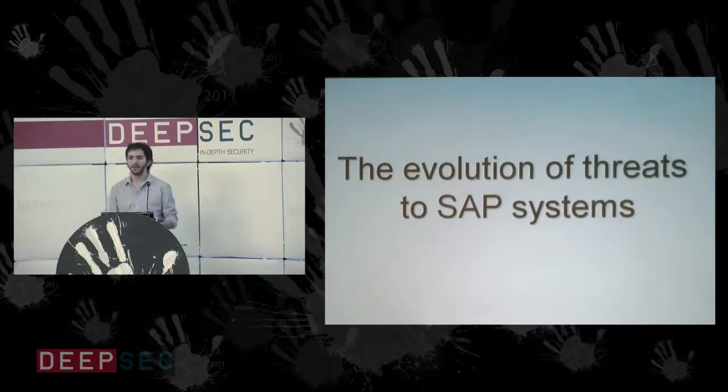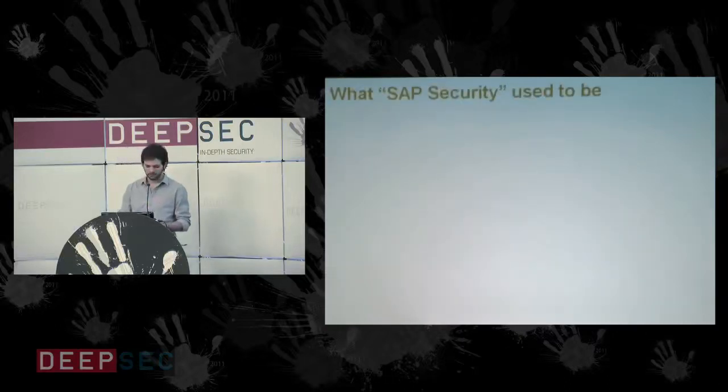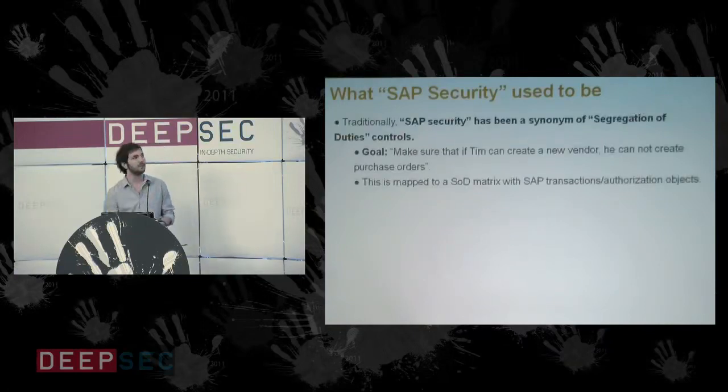So how have the threats to SAP systems been evolving? I gave one of my first presentations on SAP security at DeepSec in 2007, and back then I even had a harder time challenging what SAP security actually means. The problem with SAP security, from my point of view, is that it has traditionally been regarded as a synonym of segregation of duties controls.